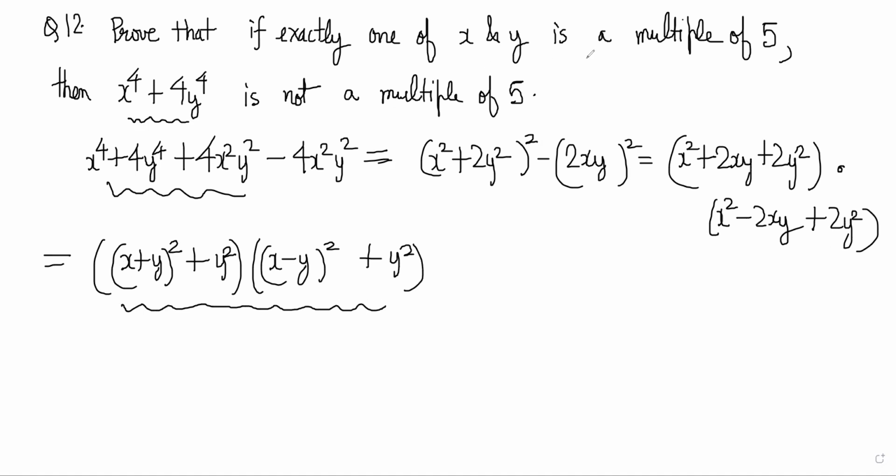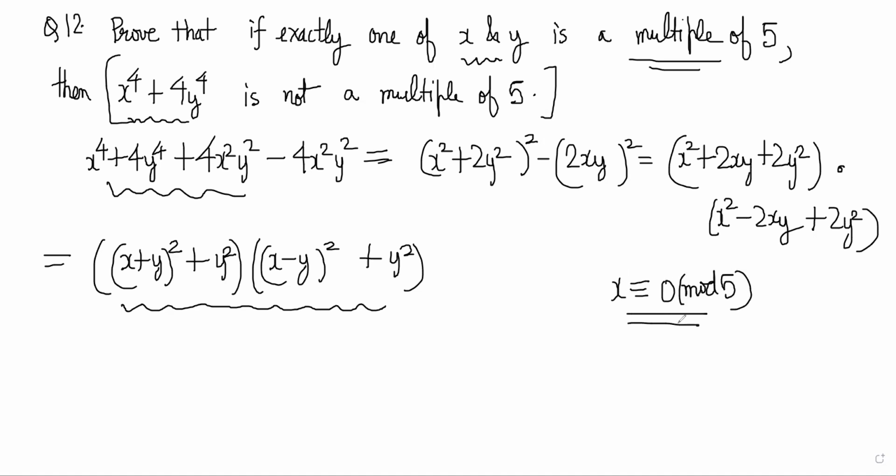Now, we have to say that if one of x and y is a multiple of 5, then this thing is not a multiple of 5. So without loss of generality, let's assume x is a 0 mod 5 situation, right? One of them is a multiple of 5. So y can be what? y can be 1, 2, 3, or 4 mod 5. Great. So if x is 0 mod 5 and y is 1, 2, 3, or 4 mod 5, then you should realize that x plus y will be 1 or 2 or 3 or 4 mod 5. And we can just do the calculations in all the cases.